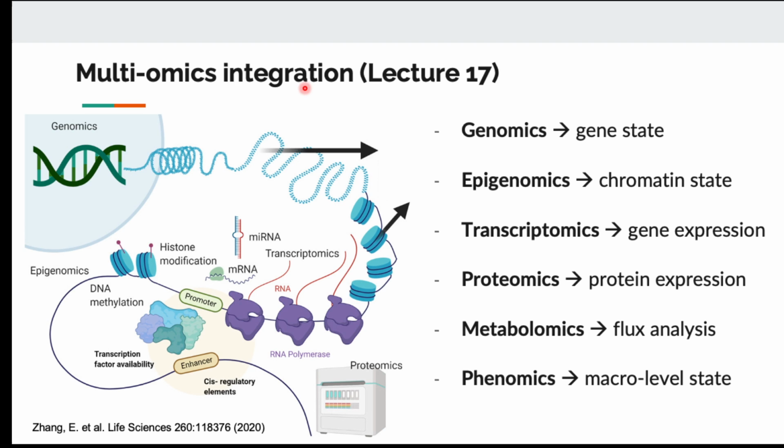So we talked about how we analyze multiple types of omics data together. We learn about genomics. We know that we can identify mutations and gene copy numbers, so we know the state of the gene. Is it wild type or mutant? And how many copies are there? When we learn about epigenomics, DNA methylation, transcription factor binding, or histone modification, we learn about the state of the chromatin. Is it open or closed? Is it active or inactive?